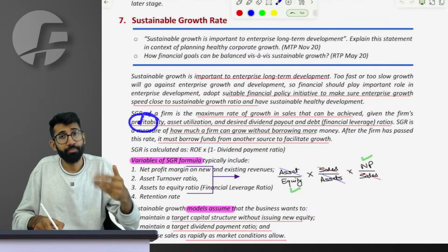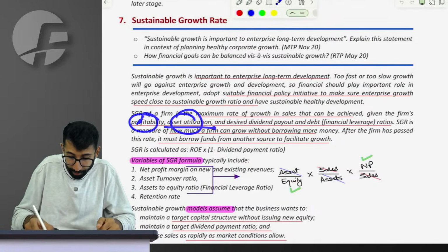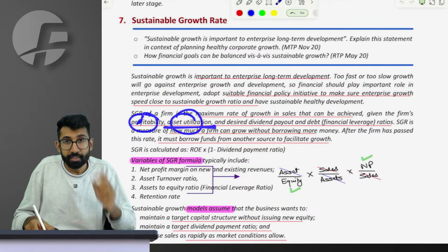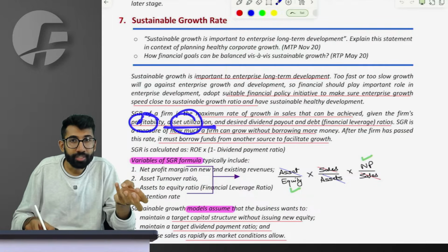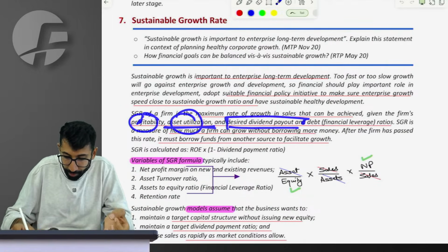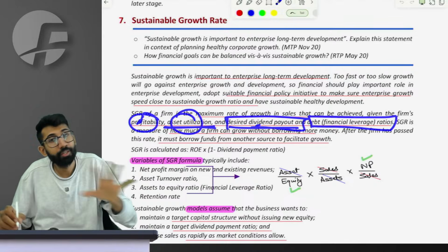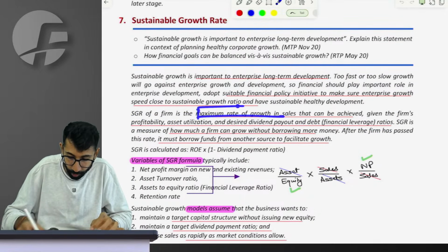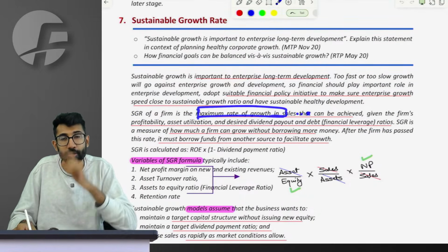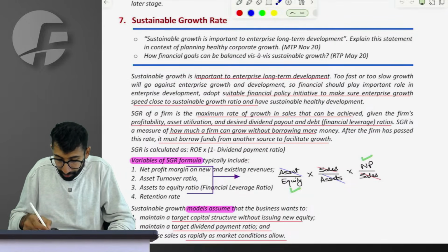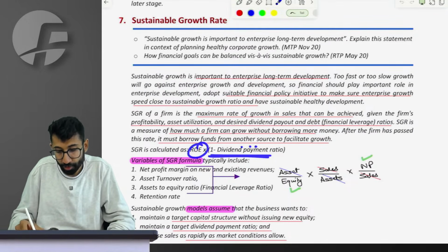Profitability ratios: net profit margin, gross profit margin. Asset utilization means asset turnover ratio, fixed asset turnover ratio. Dividend payout ratio of 30%, 50%, or the debt equity ratios. If all of them remain constant, then what is the maximum growth rate that can be achieved? Do you remember the formula from equity valuation: ROE times the retention ratio?